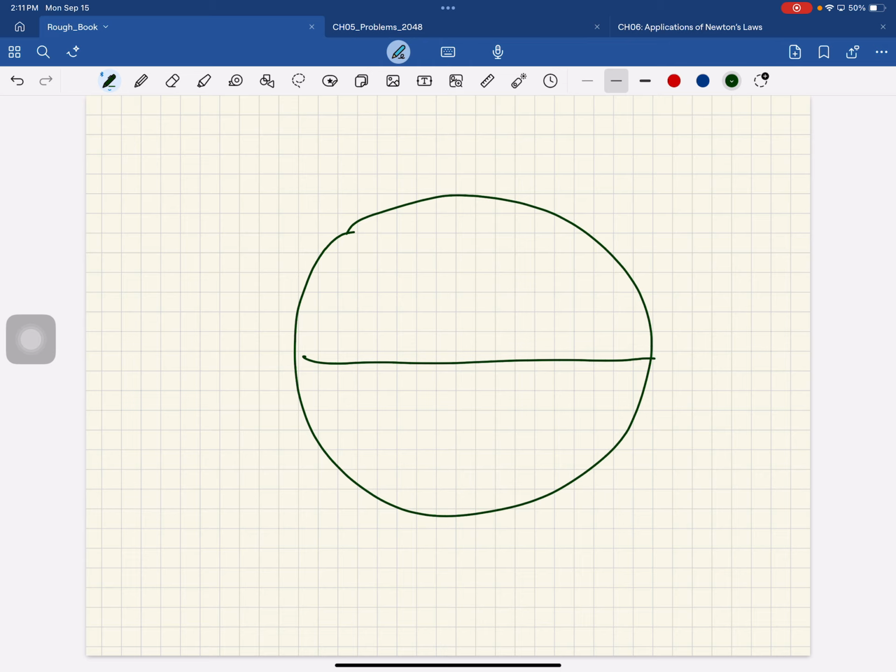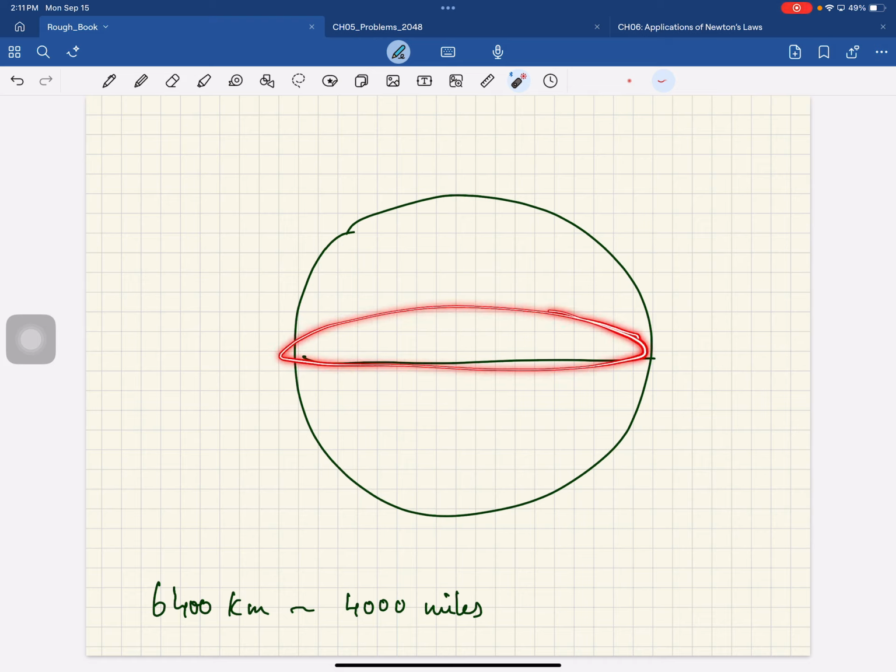You guys know what is the radius of the Earth? 6,000 something kilometers? Yes, 6,400 kilometers, about 4,000 miles. And so the circumference of the Earth is 2 pi r. That is 6 times 4, 24,000 miles. And it takes 24 hours. So if you're standing at the equator, you're going at 1,000 miles an hour.